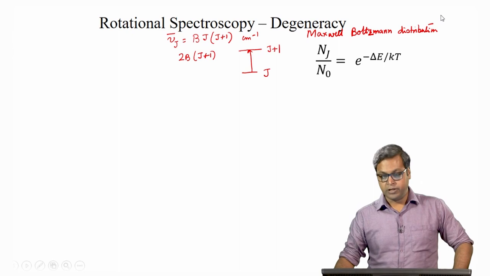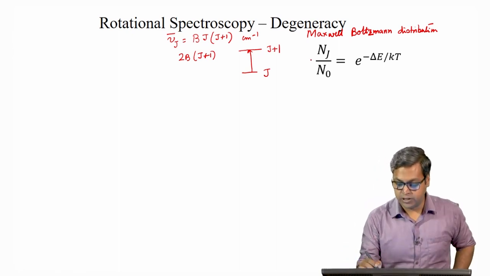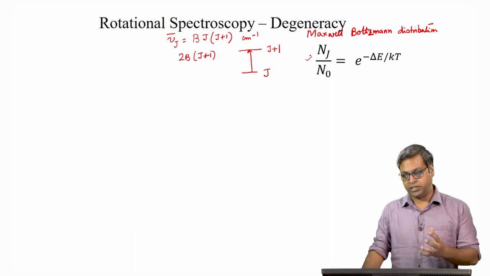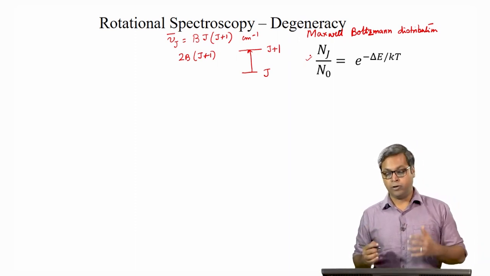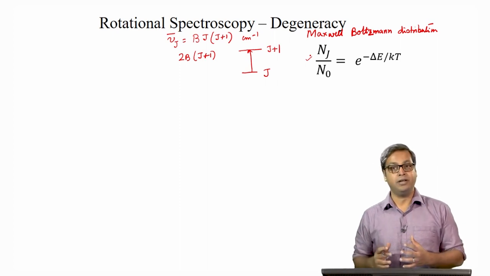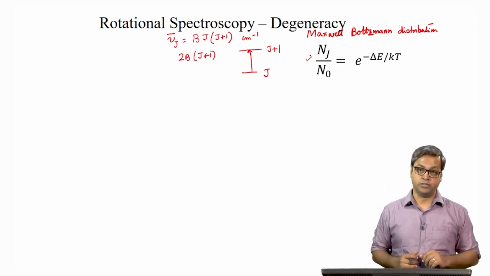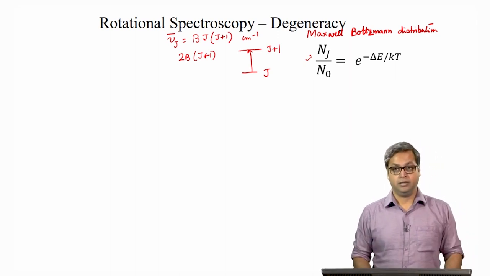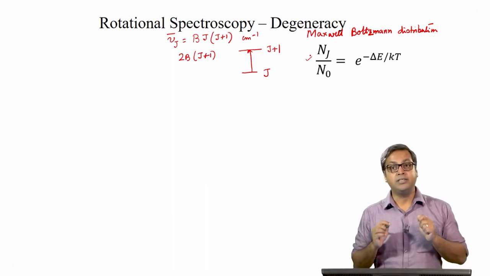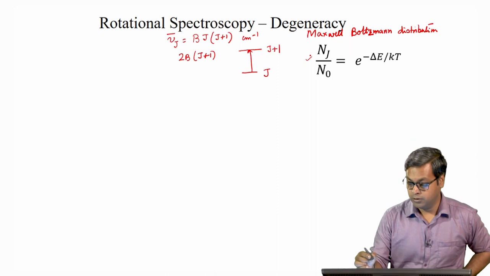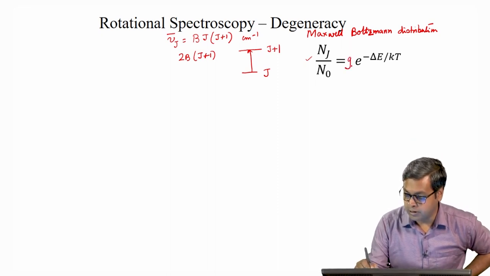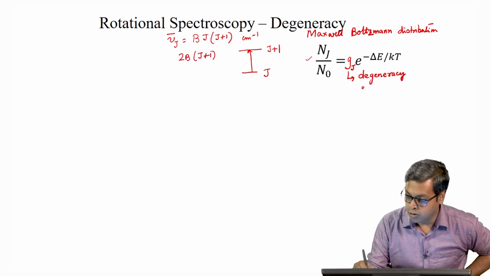So, the Maxwell-Boltzmann distribution is given by this equation. We see that the population of any level, if we compare it with the population of some other level, depends on the energy gap between the two levels. But additionally, it also depends on the degeneracy of the energy levels. So, we can write another term here, which is Gj, where Gj is the degeneracy of the jth level.